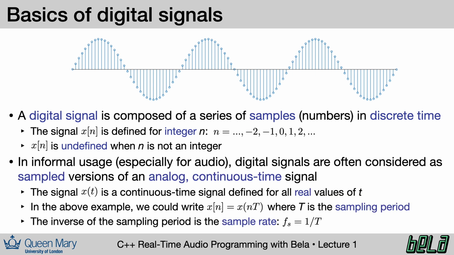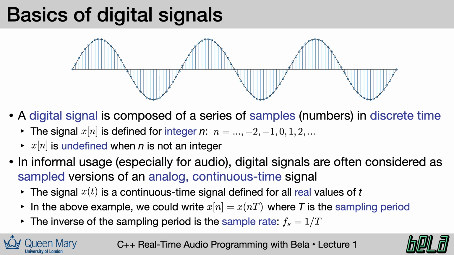Now, in theory, a discrete-time signal doesn't have to represent any particular quantity in the real world, but often in more informal usage, especially for audio, digital signals are considered to be sampled versions of some hypothetical continuous analog signal. This would be written x(t) with parentheses rather than square brackets, and it would be defined for all values of t, not just the integer ones. So in this example, we could write x[n] = x(nT), i.e., each value of x[n] represents a particular sample of the continuous signal x(t).